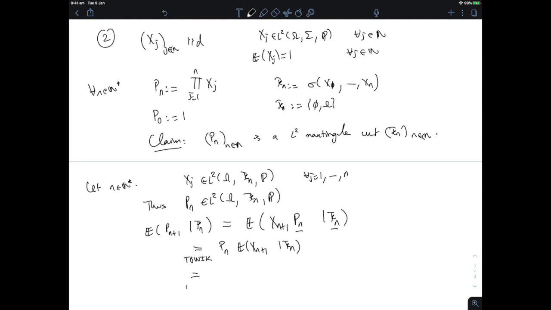But now again, Xn plus 1 is independent of Fn, because Fn is the sigma algebra generated by X1 till Xn, and X1 till Xn are all independent of Xn plus 1. So when I'm conditioning something by a sigma algebra and that something is independent of that sigma algebra, then all I get is the standard expectation, and I have asked all of my random variables to have expectation 1, so the expectation of Xn plus 1 is 1. And that gives me exactly what I want, and proves that Pn is a martingale.